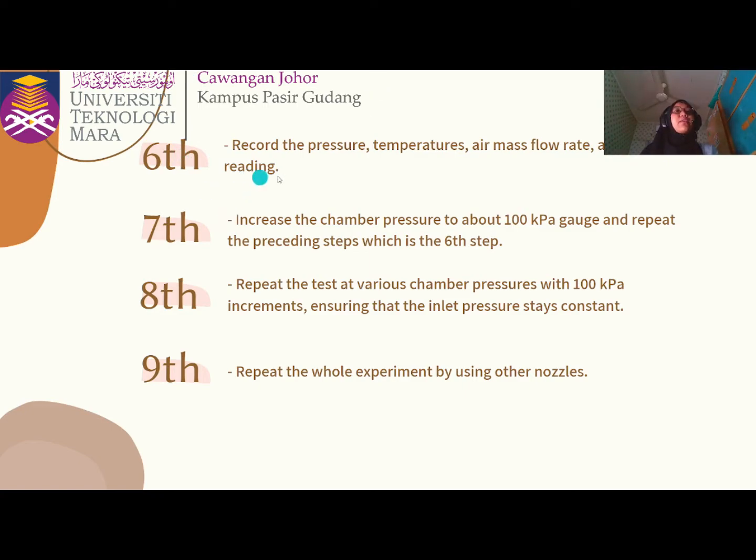The sixth step of this experiment procedure is to record the pressure, temperature, air mass flow rate, and dial reading. Next, increase the chamber pressure to about 100 kPa gauge and repeat the preceding step, which is the sixth step. Repeat the test at various chamber pressure with 100 kPa increment, ensuring that the inlet pressure stays constant. Last but not least, repeat the whole experiment using the other nozzles.